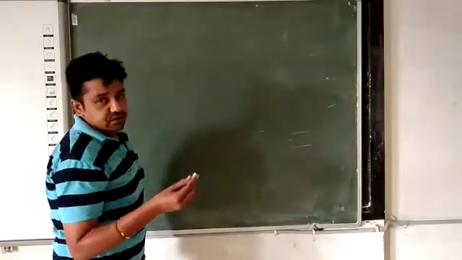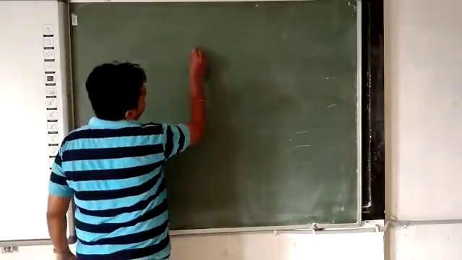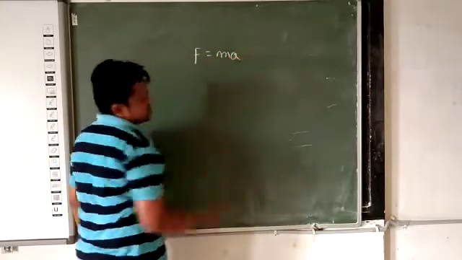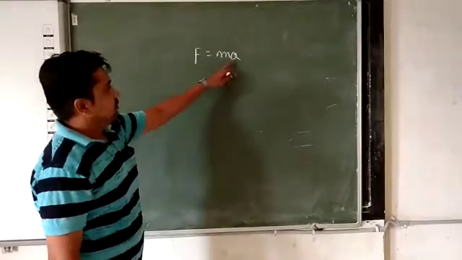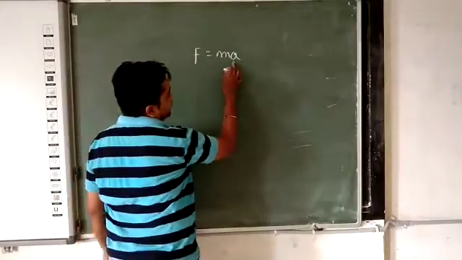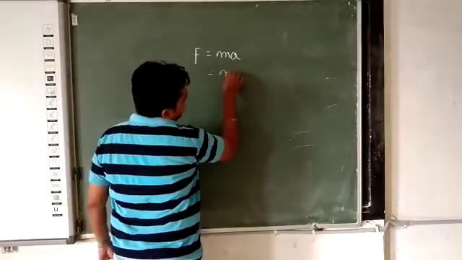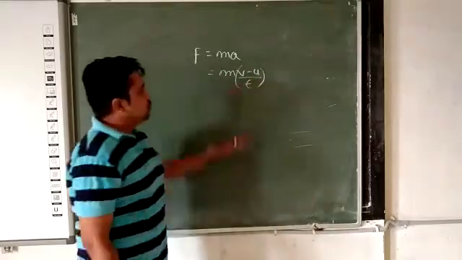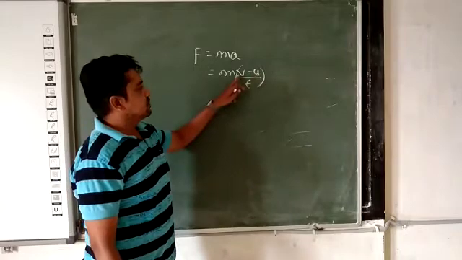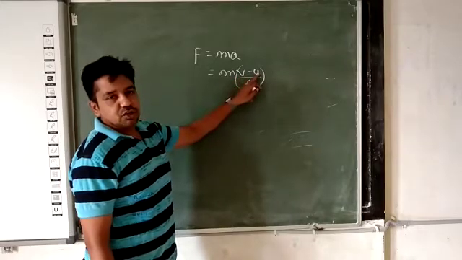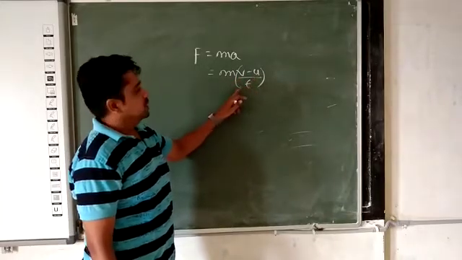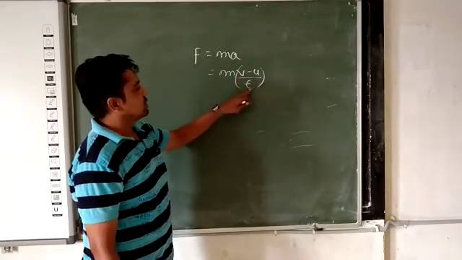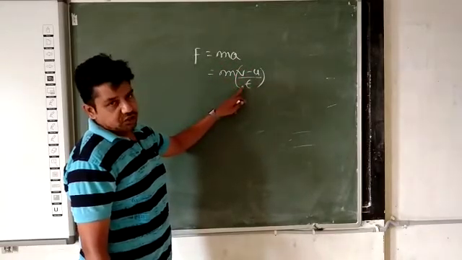According to Newton's second law, F is equal to mass into acceleration. How do we calculate acceleration? It is v minus u upon t. So what is v minus u? That is the difference of final velocity minus initial velocity, divided by time. That is called acceleration. So I put the new formula of acceleration in, and the value changes.